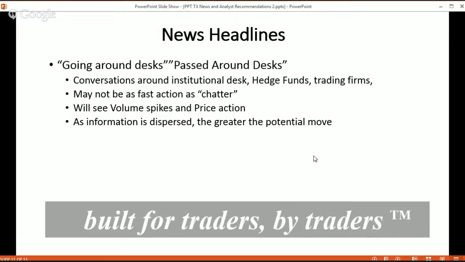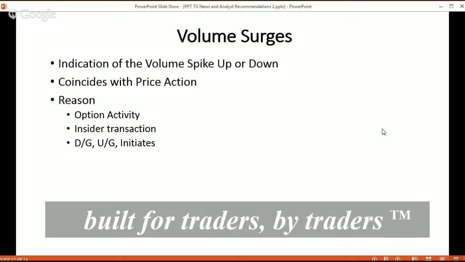Then you'll also see verbiage such as "going around desks" or "being passed around desks." So what does this mean? It means conversations around institutional desks, hedge funds, trading firms. It may not be as fast action as the chatter, but you will see some volume spikes and price action, again both to the upside and the downside. And as information is dispersed to more and more desks, the greater the potential move. It's a really interesting phenomenon, and we really provide information on that as well. You will see that throughout both the forum and hear that in the Squawk.